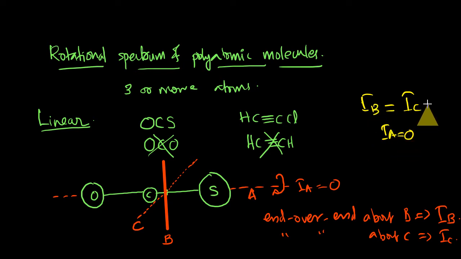So IB is equal to IC, not equal to IA in a linear polyatomic molecule, and at the same time IA is equal to 0. Okay, we are considering this type of a system. So a linear polyatomic molecule's state can be defined as IB is equal to IC, not equal to IA, and at the same time IA is equal to 0.